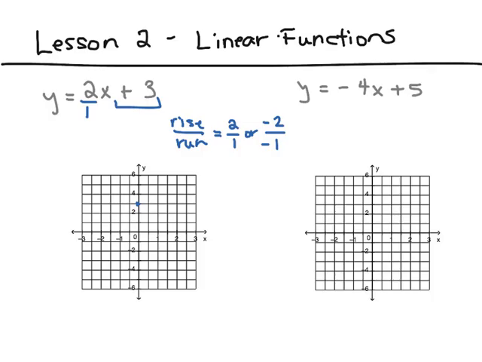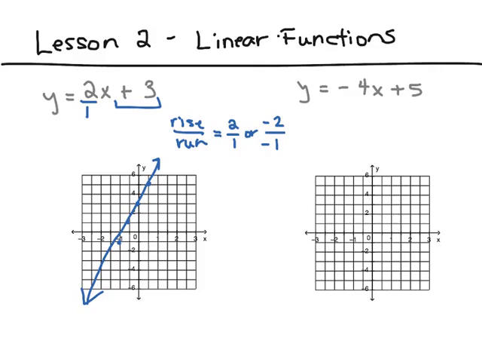So from this point, we're going to go up 2 over 1. We could also go down 2, left 1. You need to make at least 3 points, and then you can use a straight edge to connect them. And I can't use a straight edge on the iPad, so I will do my best. So that would be how you graph the first line.